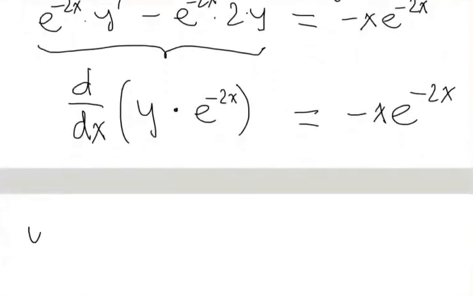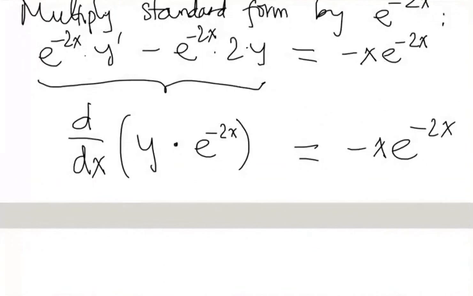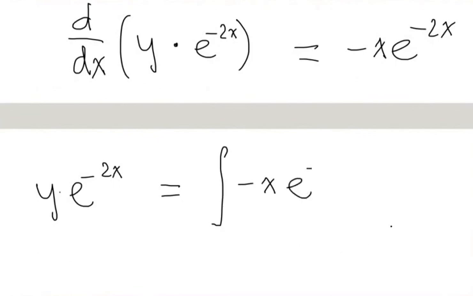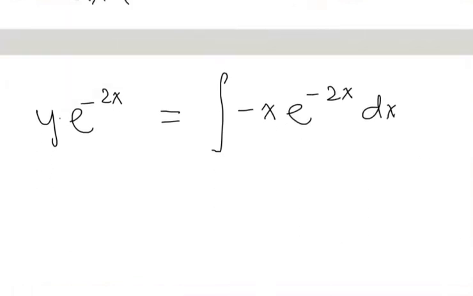Now we need to integrate. So y e to the minus 2x is the integral of minus x e to the minus 2x dx. How do we do this integration here? We see from calculus 1, we do integration by parts.